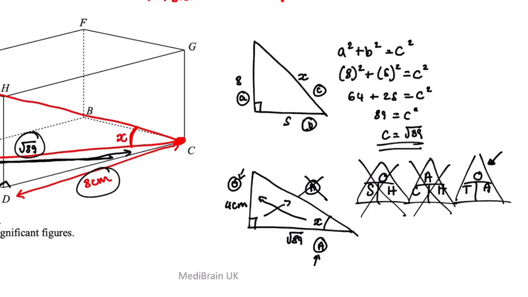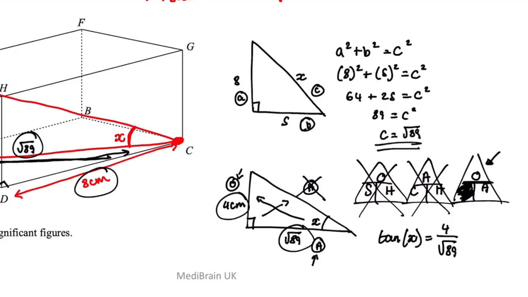Okay, and we need to work out the angle. So we're going to cover the tan up because we need to work out the angle. We know that tan x equals the opposite divided by the adjacent. Opposite is 4, so it's going to be 4 divided by the adjacent, which is root 89. Okay, and we want x by itself, so let's get rid of this tan. So we need to do the opposite of tan. So x is therefore equal to the tan inverse of 4 over root 89. Okay, and that's what we type into our calculator.